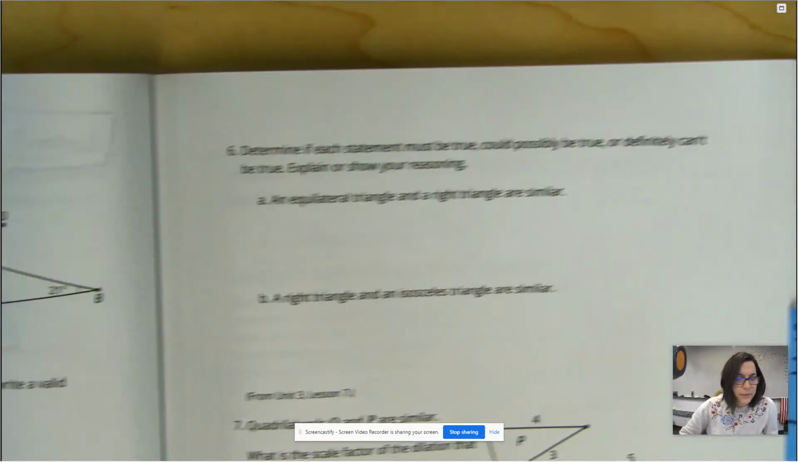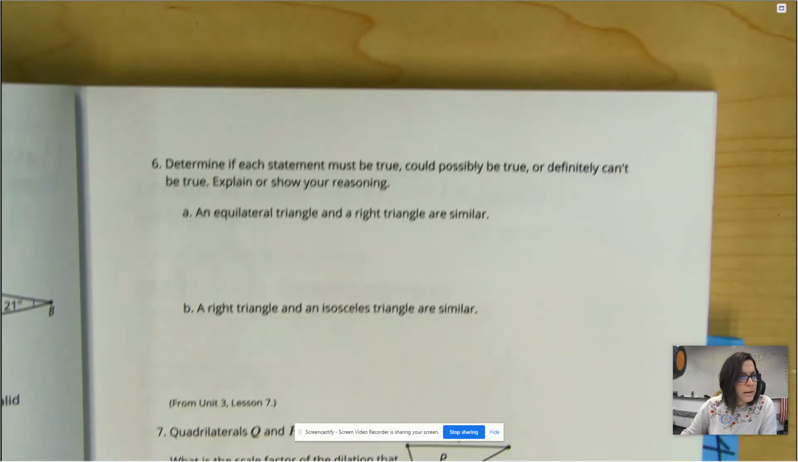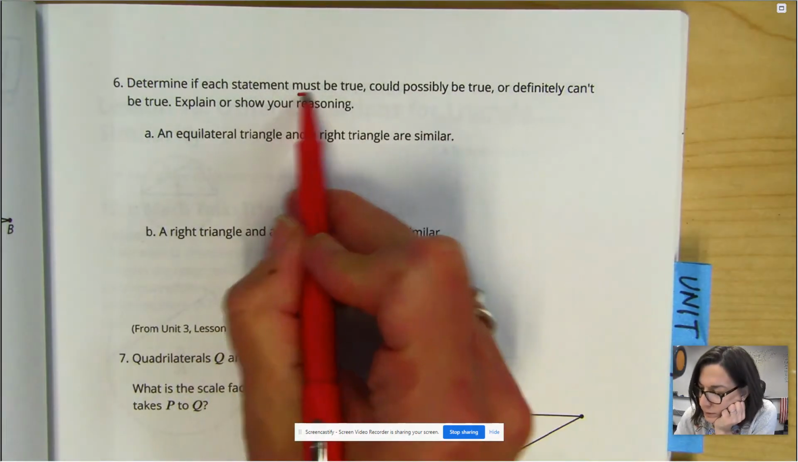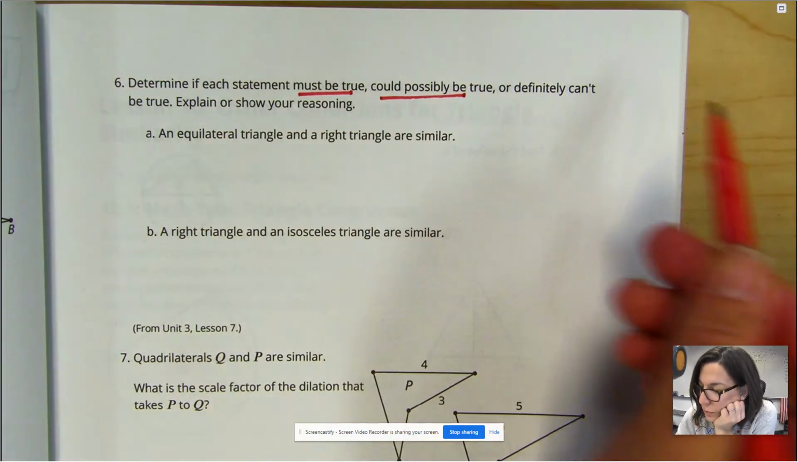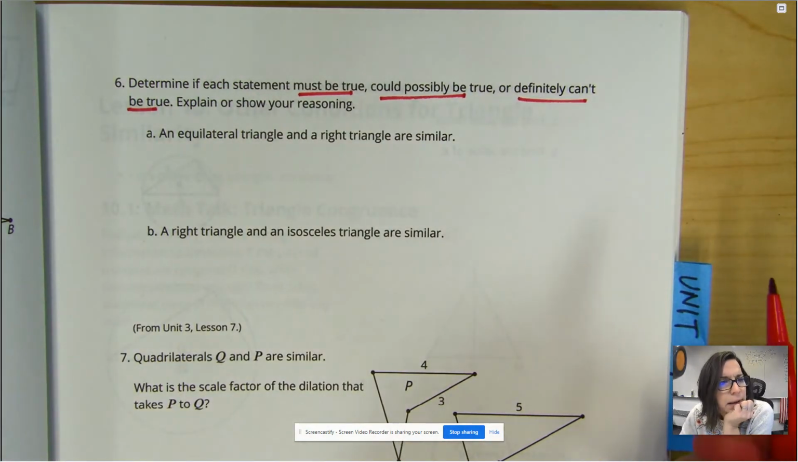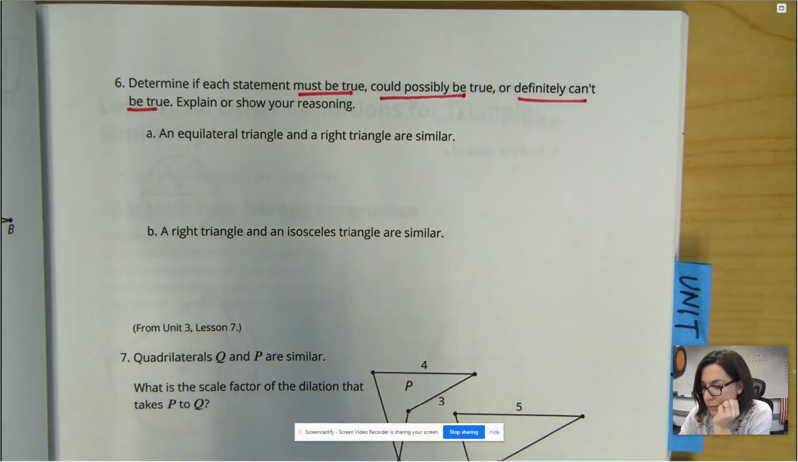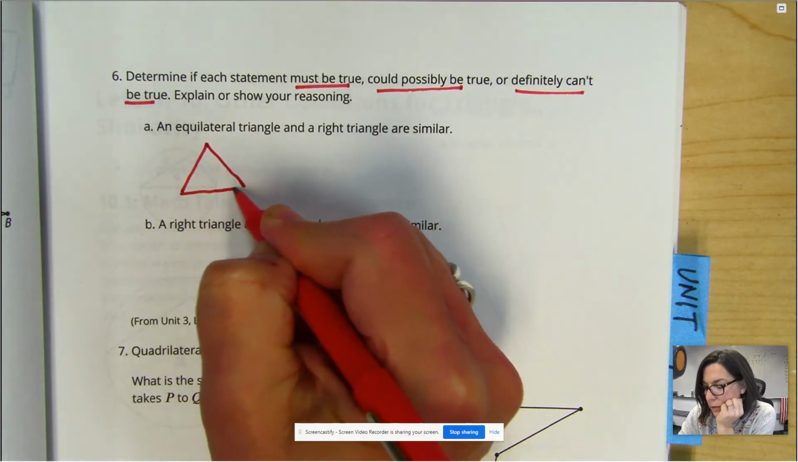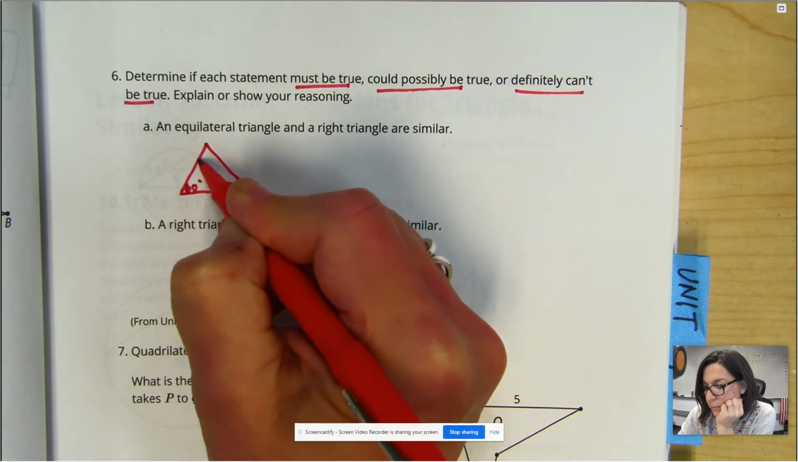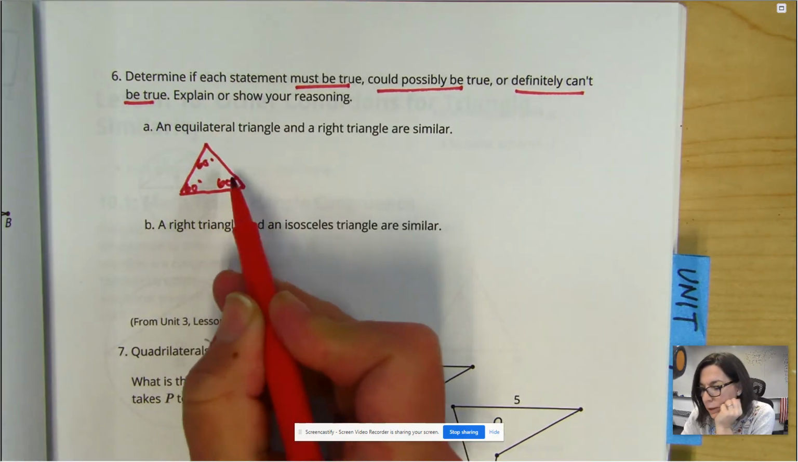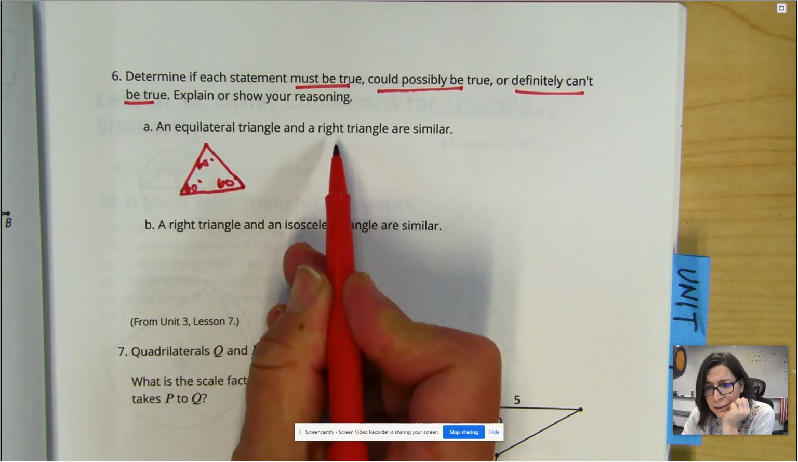And then we have 6 and 7. Determine if each statement must be true, possibly could be true, or definitely no way could be true. All right, an equilateral triangle and a right triangle could be similar. Well, we need two angles to be the same. In order to be called an equilateral, you need all three to be 60. You could never have a 90 in an equilateral, and we need a 90.